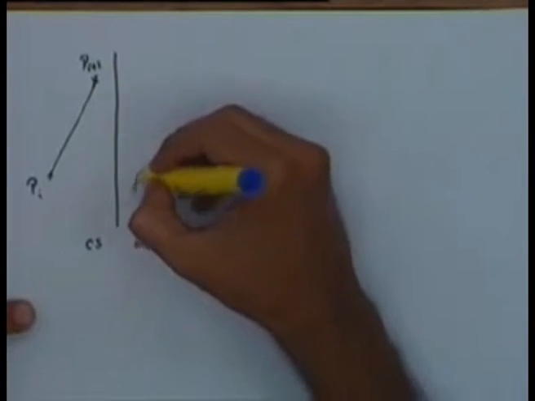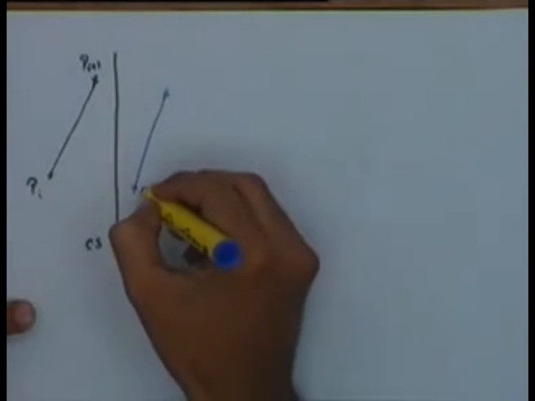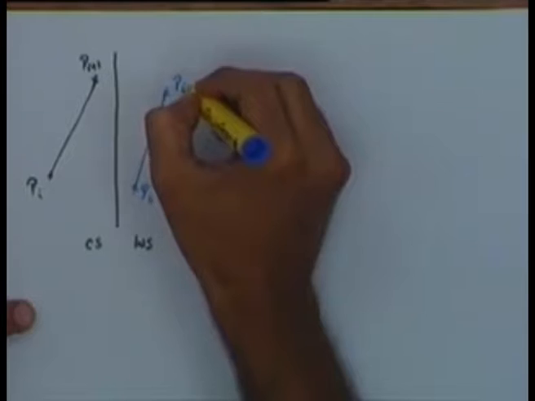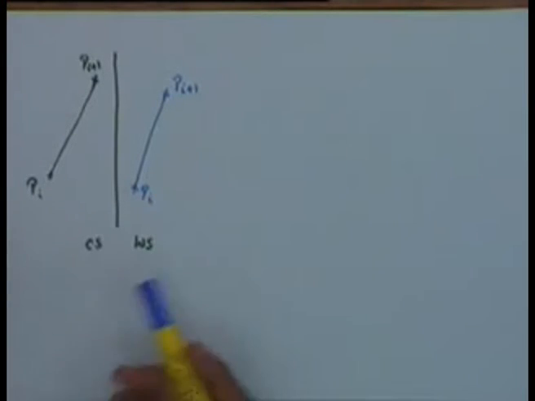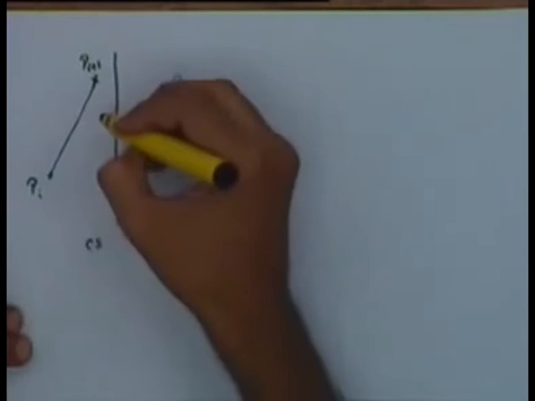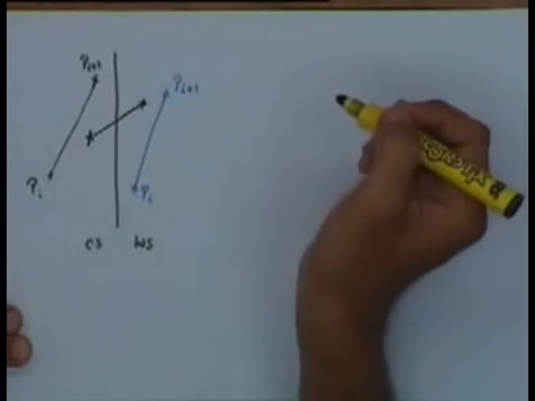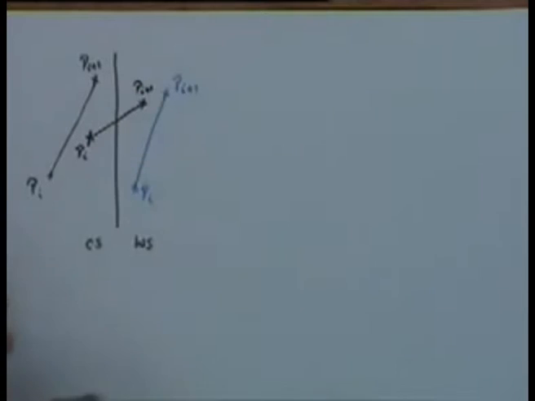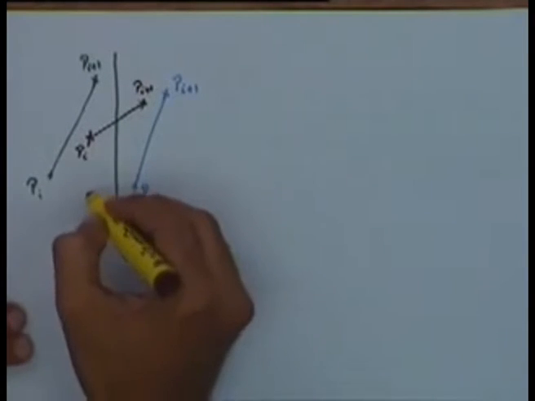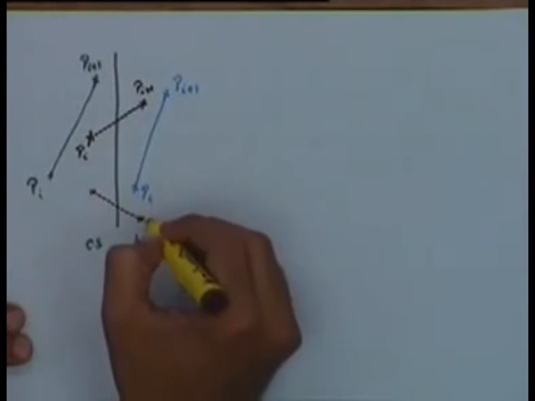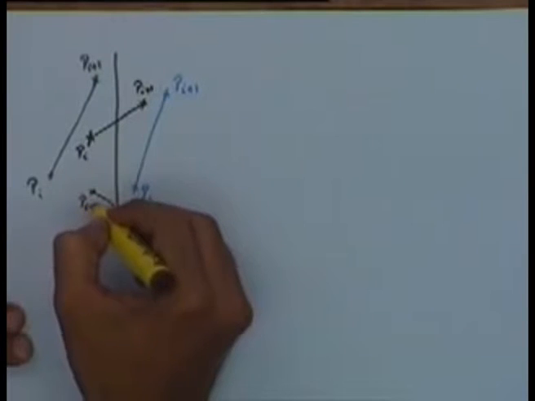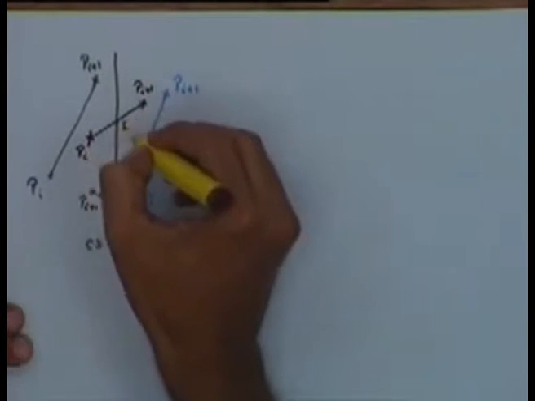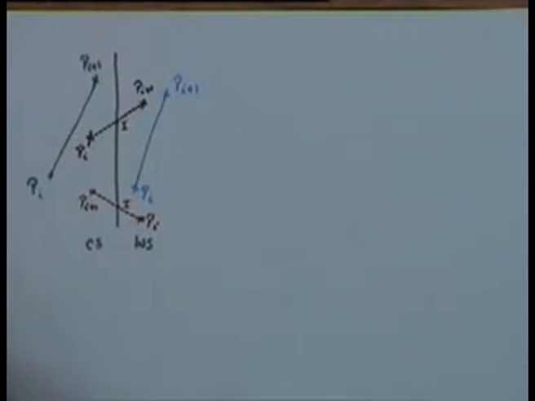The second case is when both the points are on the wrong side of the clipping edge. The third case is a case like this, and the fourth case, a case like this. In both these cases, this is the intersection point and this is the intersection point.